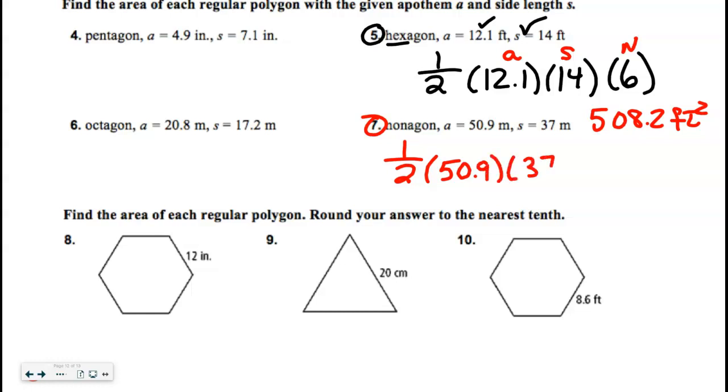Now we have to go back to another chapter. Do you guys remember how many sides are on a nonagon? 9. Yes. So if you don't know those, you might need to add those on your note card. I don't think it's going to go past, it might go to a dodecagon, a 12-sided. But yeah, octagon is 8, nonagon is 9. So that's going to go right here. You guys are going to crank it through on your calculator for me.